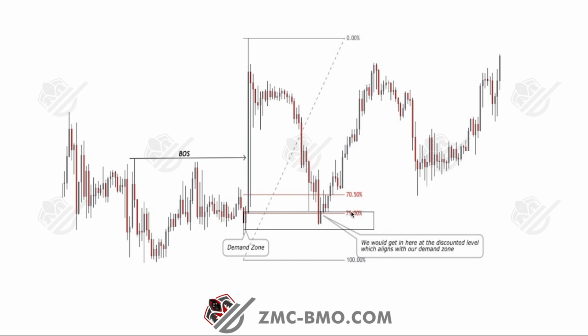And it came to our discounted areas, our 79% discounted level, which also aligns perfectly with our demand zone, or you can call it our bullish order block, or you can call it the sell to buy, right?